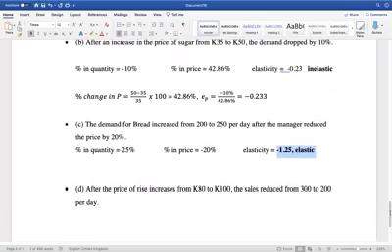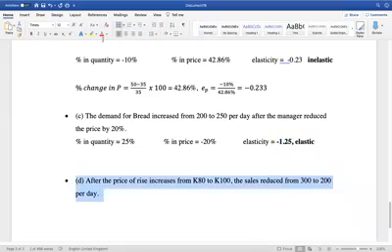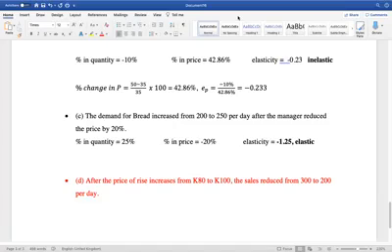I'm going to give you the last one as your homework, so you will do this on your own. After the price of rice increased from 80 kwacha to 100 kwacha, the sales reduced from 300 to 200 bags per day. Your homework is to find the price elasticity.